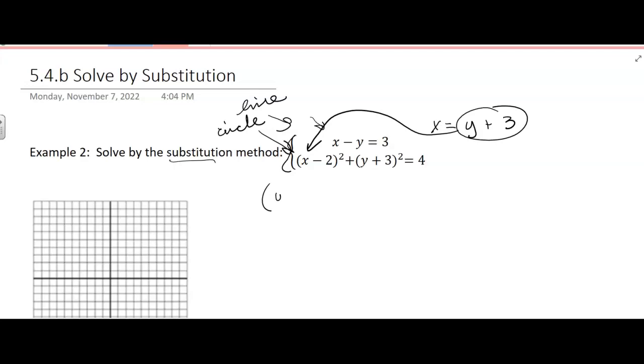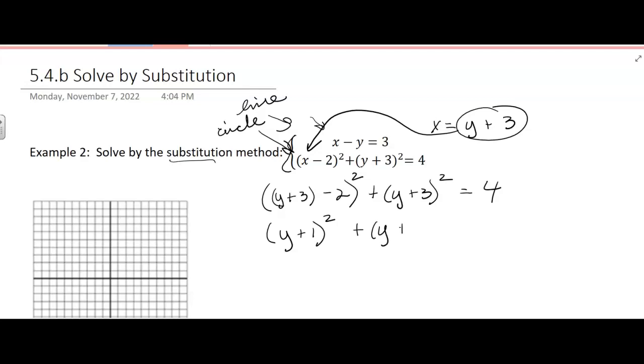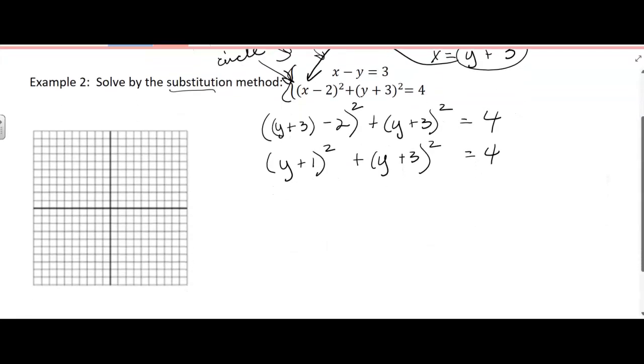So we're going to have y plus 3 minus 2, and then we're going to square that, plus y plus 3 squared equals 4. Now it's all in one variable. So let's try to make things a little bit easier here. And you might think, oh, there's going to be something special. Where did that 1 come from? It was the 3 minus 2. Okay, but no, we're just going to have to multiply these out.